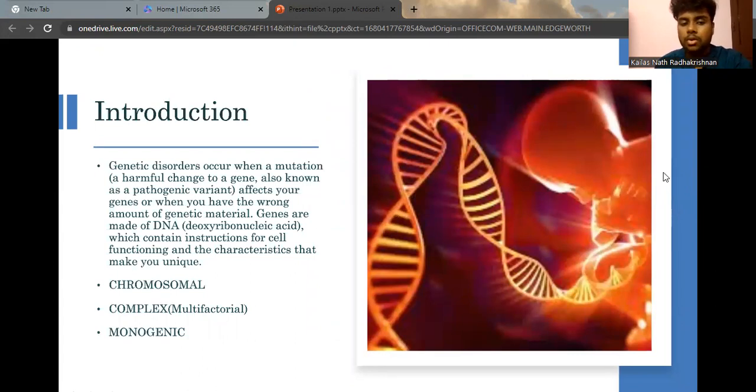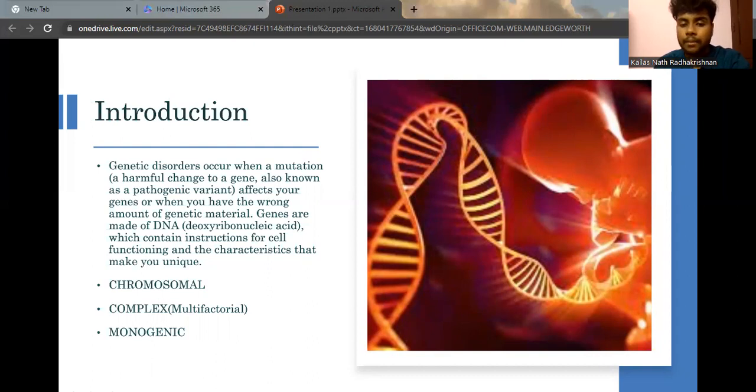So genetic disorders occur when a mutation affects your genes or when you have the wrong amount of genetic material. Genes are made up of deoxyribonucleic acid, which contains instructions for cell functioning and characteristics that make you unique. You receive half your genes from each biological parent and may inherit a gene mutation from one parent or both. Sometimes genes change due to issues with DNA. This can raise your risk of having a genetic disorder. Some cause symptoms at birth, while others develop over time.